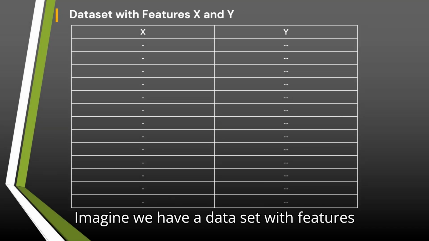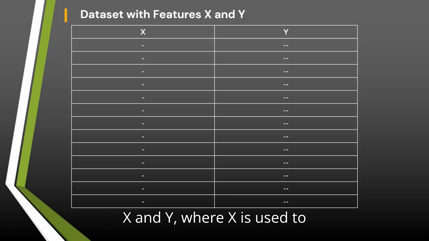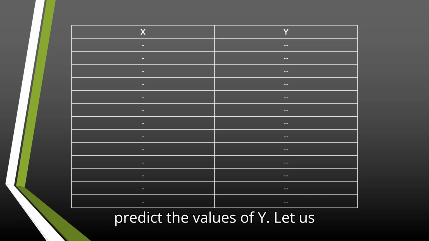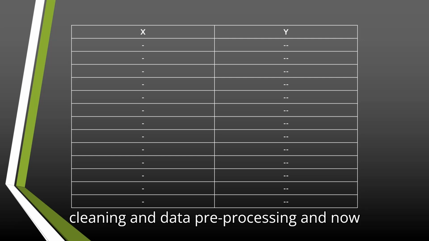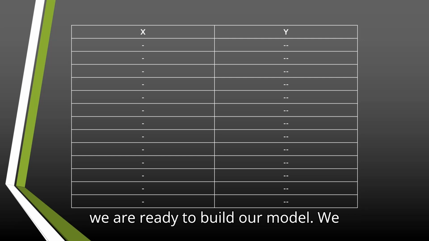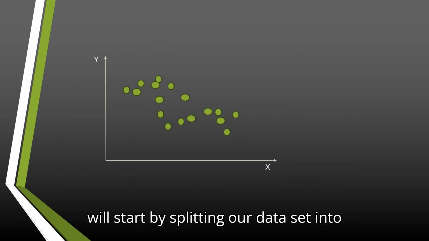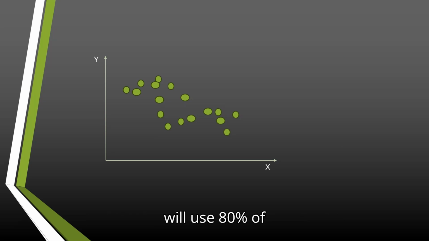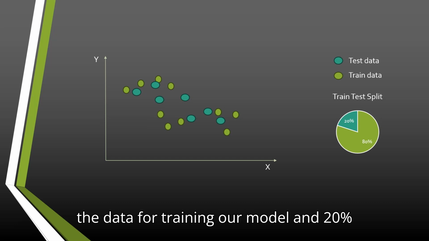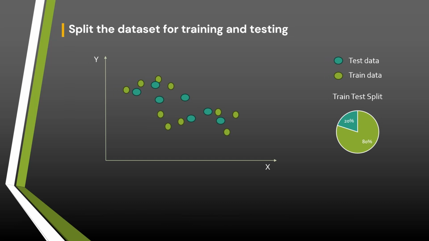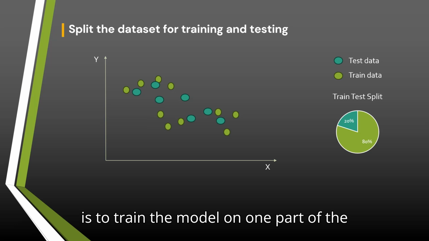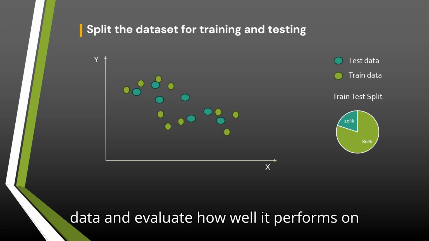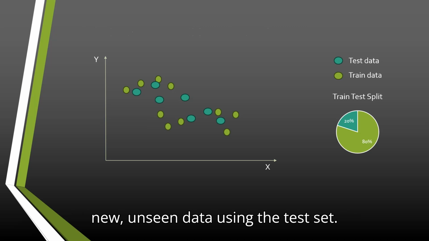Imagine we have a dataset with features x and y, where x is used to predict the values of y. Let us say we have already done our data cleaning and data pre-processing, and now we are ready to build our model. We will start by splitting our dataset into training data and testing data. We will use 80% of the data for training our model and 20% for testing it. The idea behind the split is to train the model on one part of the data and evaluate how well it performs on new, unseen data using the test set.